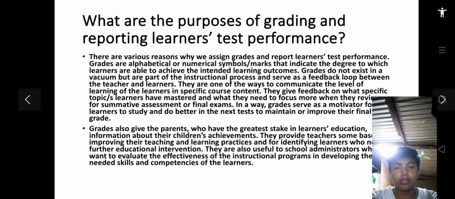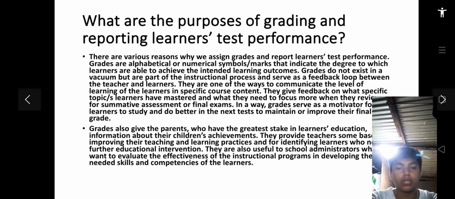that students have mastered, and the areas where they need to pay closer attention as they prepare for summative assessments, or final exams. So in a sense, grades motivate students to study more and do better on subsequent exams in order to keep their standing.